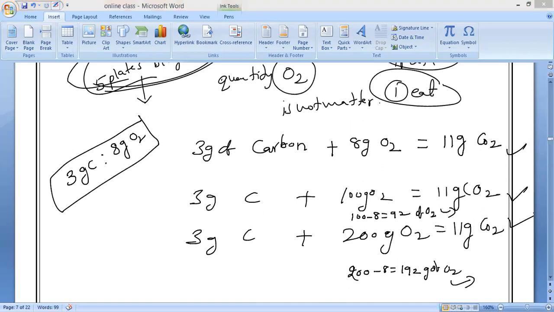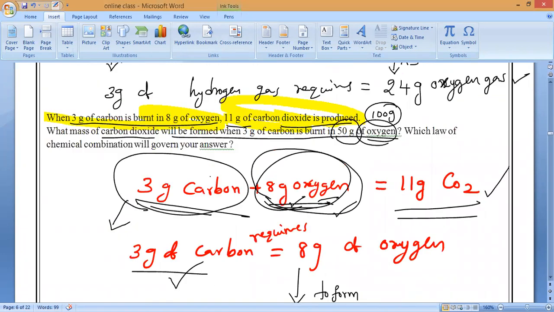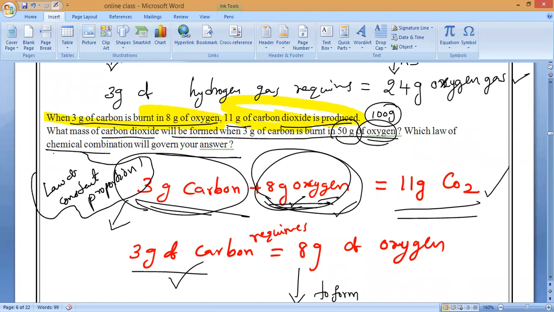Now they are asking, which law is it following? Anybody? Law of... which law is it? They are asking which law of chemical combination will govern your answer. Law of constant proportion. And all of you remember, another name of constant proportion is fixed proportion. Please note it down. Law of fixed proportion or law of constant proportion, both are the same. Is it okay, guys?